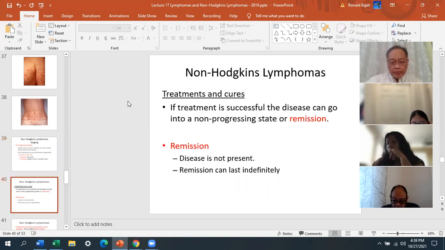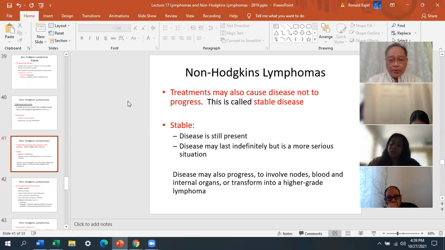Treatment and cures. Okay, so more definition. If the treatment is successful, the disease can go into a non-progressing state or remission. So it's not progressing, it's now in remission. So when you're in remission, the disease is not there, it's gone. The disease is gone, and it can last indefinitely. So that's remission, the disease is not there. As opposed to treatment can cause the disease not to progress. This is called stable disease.